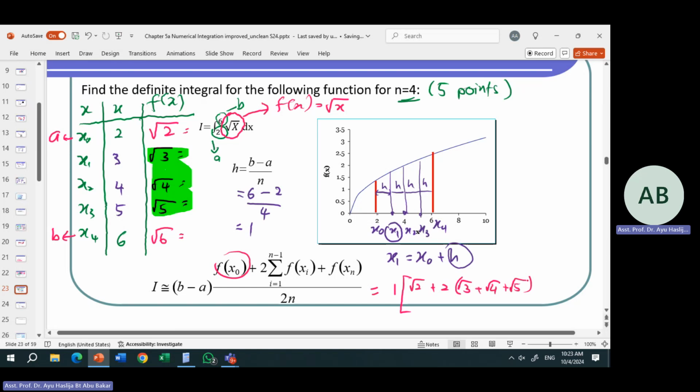Okay, then plus the final function value, set 6. This one stand alone. Okay, then this thing divide by 2.